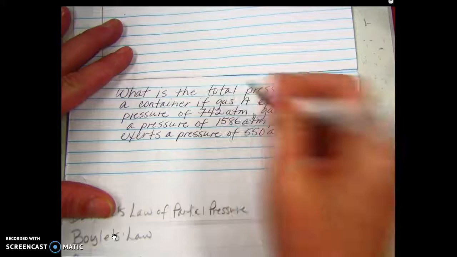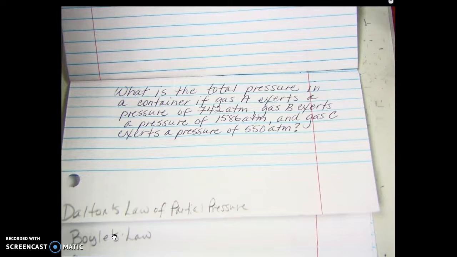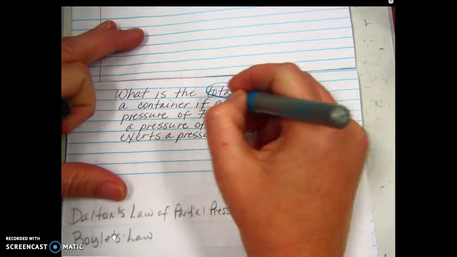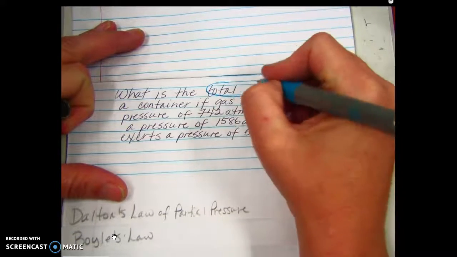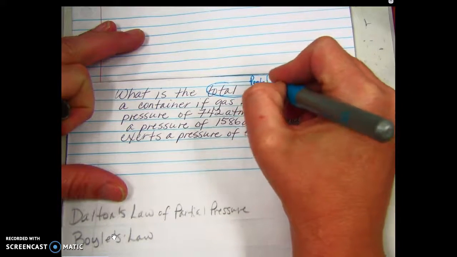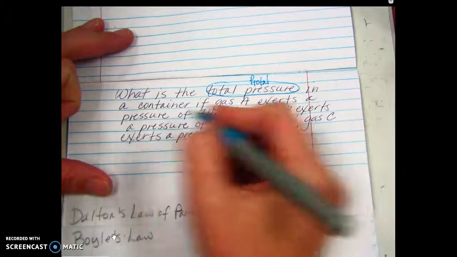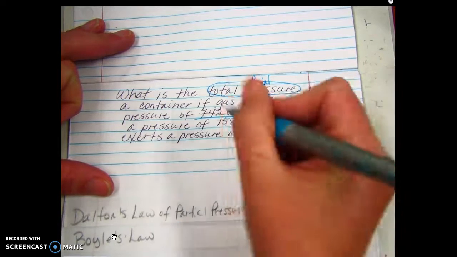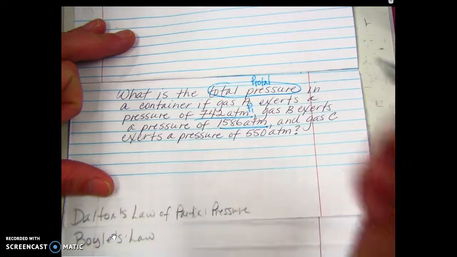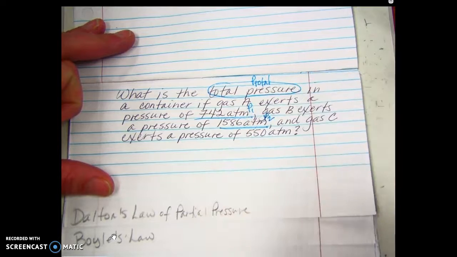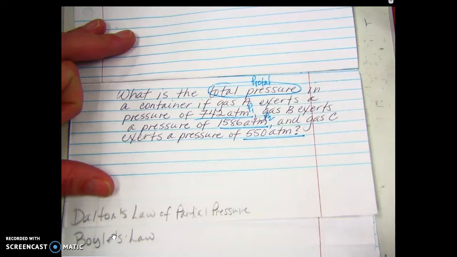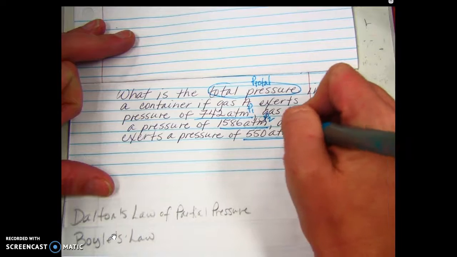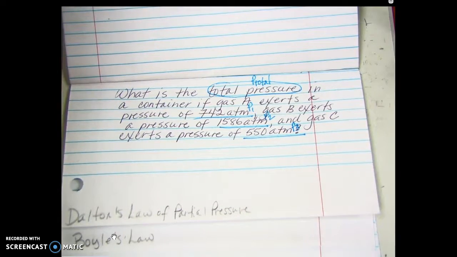So what is the total pressure? Let me get a different color pen here. What is the total pressure? So this will be my P total. In a container, if gas A exerts a pressure of 742 atmospheres, there's my P1. Gas B exerts a pressure of 1586 atmospheres, there's my P2. And gas C exerts a pressure of 550 atmospheres, there's my P3. Okay, so we always label it.